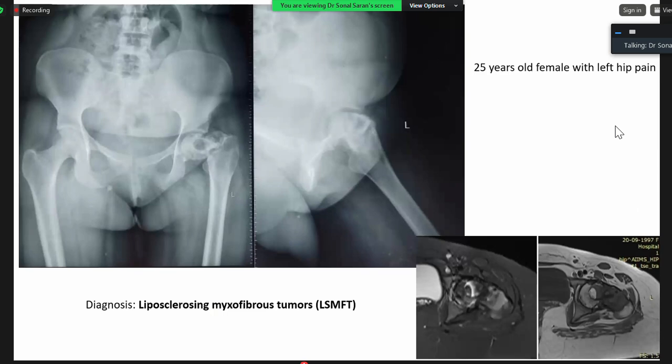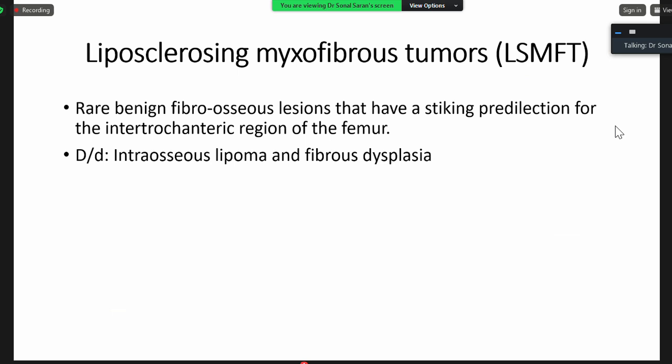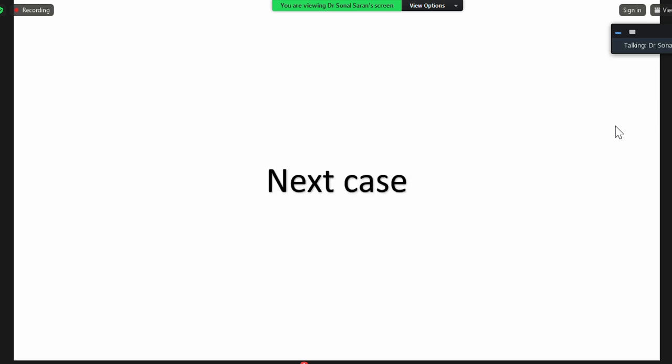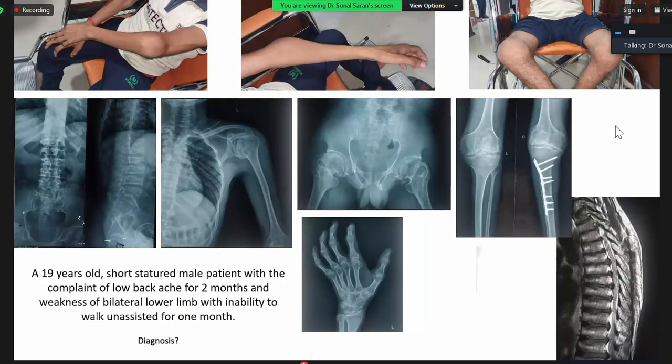So it is basically a type of fibrous dysplasia only, and it has some amount of lipoblastic component in it. So this is LSMFT, or liposclerosing myxofibrous tumor. It is a rare benign fibro-osseous lesion, which has a striking predilection for the intertrochanteric region of the femur, and the differential diagnoses are intraosseous lipoma and fibrous dysplasia. Next case.